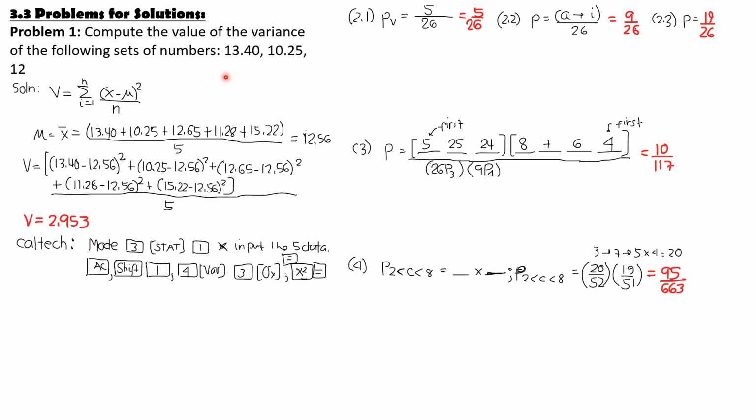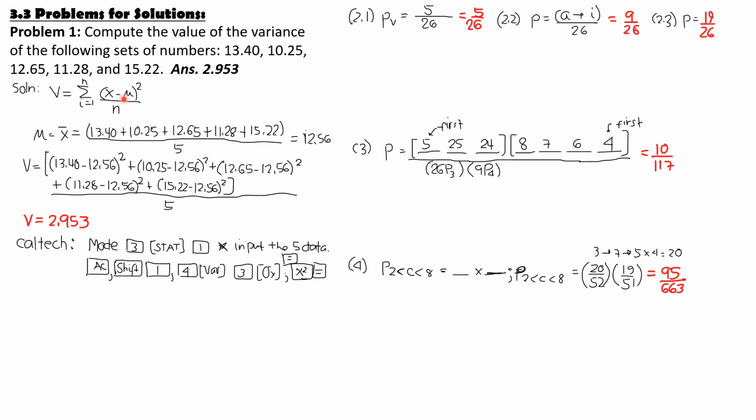Compute the value of the variance of the following sets of numbers. So take note that the variance is equal to the mean of squared deviation, given by the summation of quantity any entry minus the mean or average of the entries, quantity squared, over n, from i equals 1 to n. So I'll present the solution using this formula. Then we'll have the calculator technique as an alternate way.